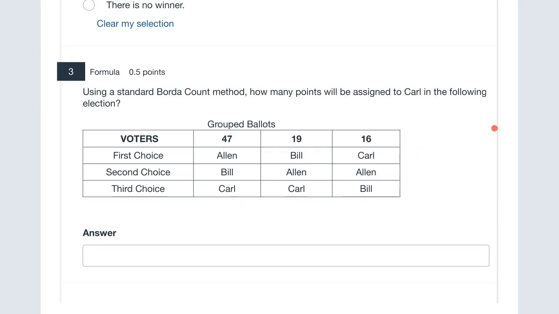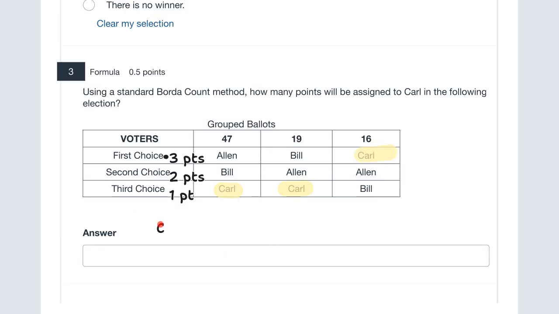Back to a Borda count method. First thing we do is, since there are 3 candidates, first place is worth 3 points. Second place is worth 2 points. And last place is worth 1 point. And we are doing Carl here. So Carl here, last here, and first place here.